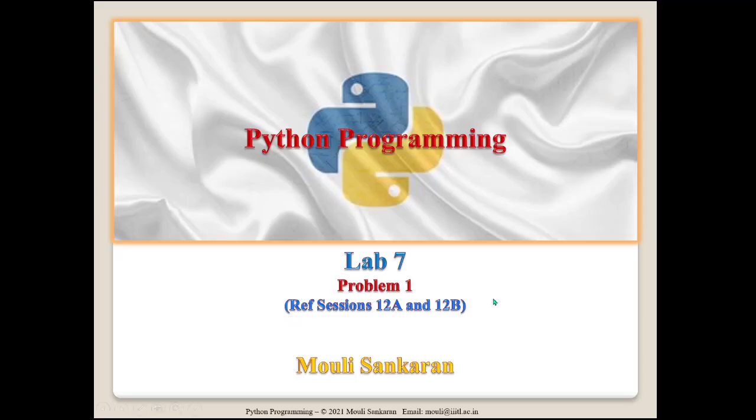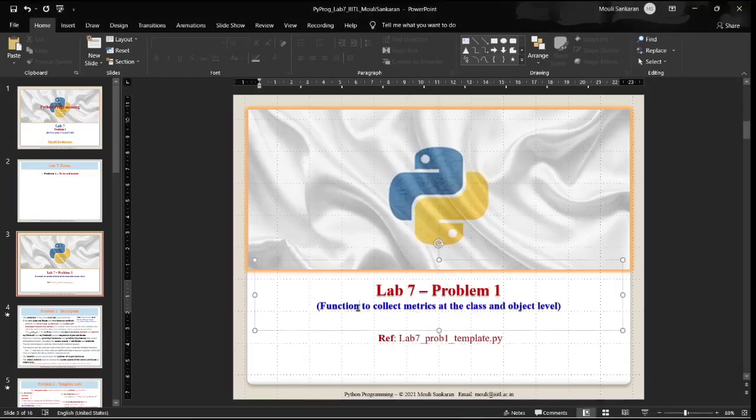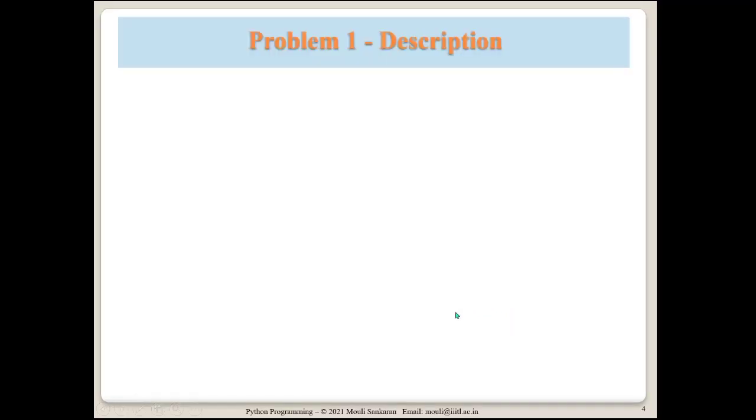Okay, it's a somewhat interesting problem to be submitted by tomorrow midnight. I am going to give you a template. This is the function you are supposed to write. Two functions, of course. Let me write it. Two functions: one to collect the metrics related to a class and at the object level. Metrics means what?